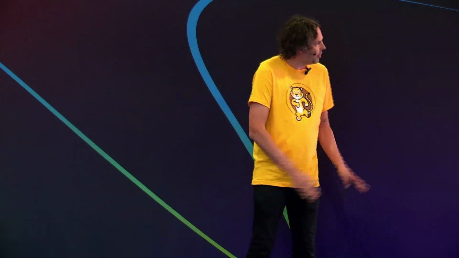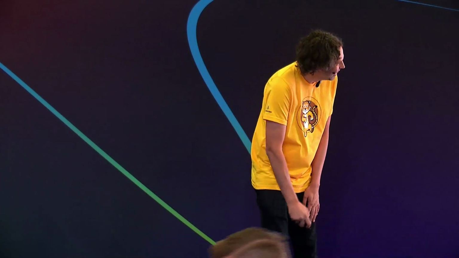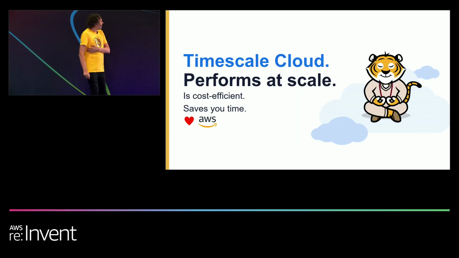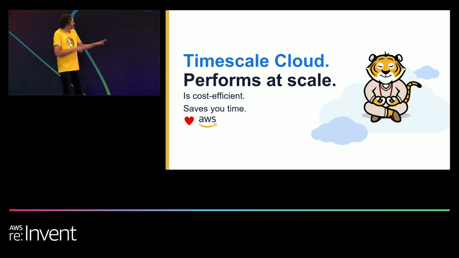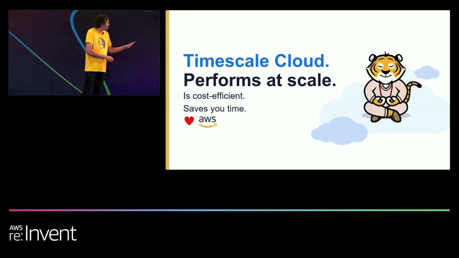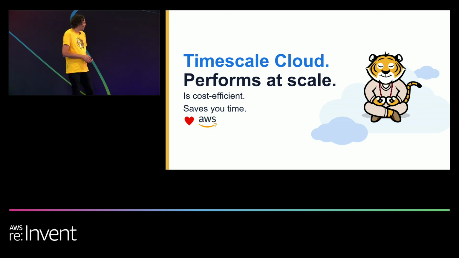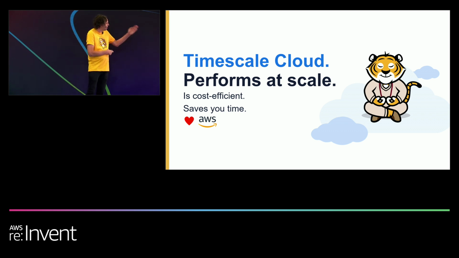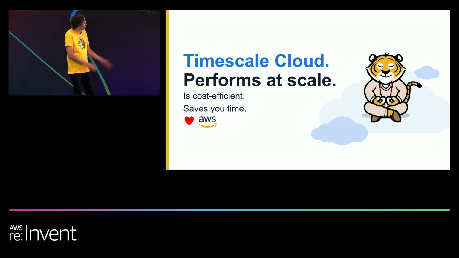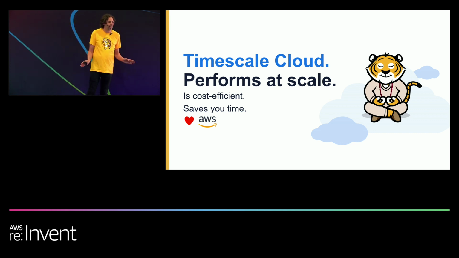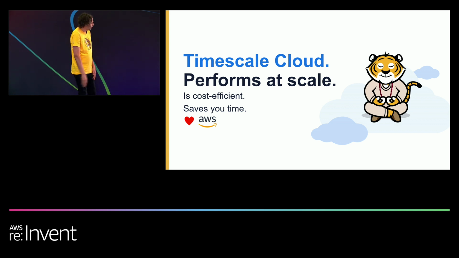So you often find that the performance that you're going for really limits you. Timescale Cloud is our product for Timescale. So it's a cloud product. It performs at scale. It's cost efficient, and it saves you time. So what we're doing is we're trying to hit all of these areas and providing you a product which runs on AWS, which services all of your database as a service needs, and integrates with all of your AWS services.